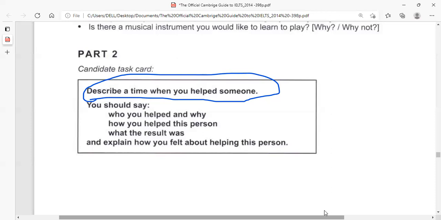Explain how you felt about helping this person. You definitely must have felt very good. It must have been an overwhelming experience. You were over the moon. So over the moon is an idiomatic expression. So unlike writing, even in speaking, you can use idiomatic expressions. Over the moon. Okay, so you were extremely happy.